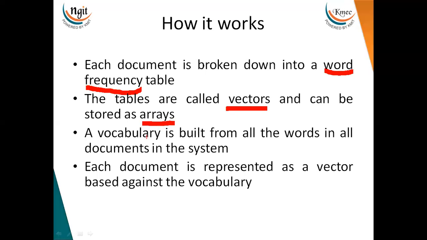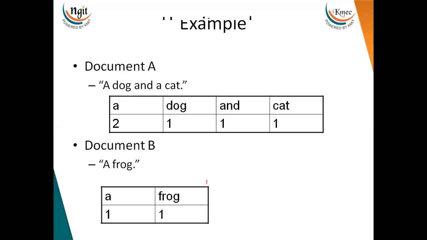Now the vocabulary is built from all the words in all the documents in the system. This means you have to construct such vectors for all the words and for all the documents in the system. For each document, you have to use a vector. Each document will be represented using a vector. Now, let us see how we are going to do it.